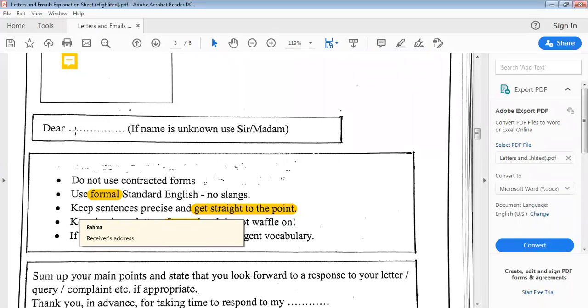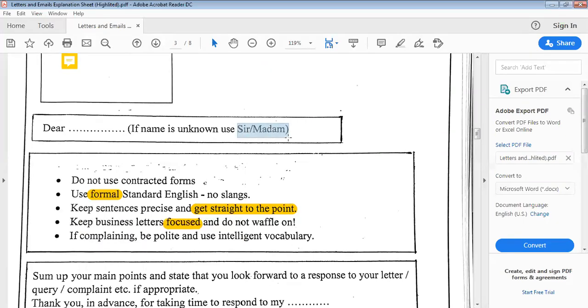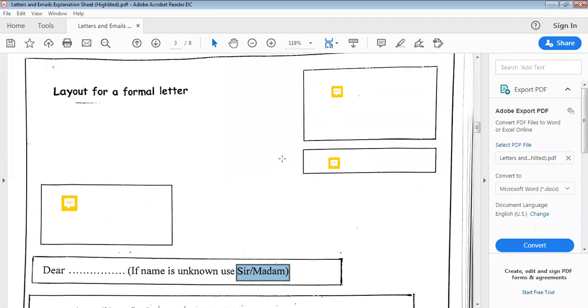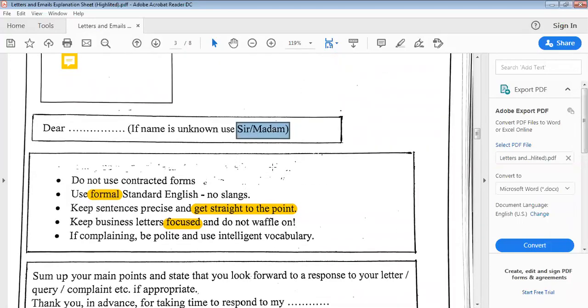for example, dear Mr. Sam Smith. If you don't know the name, that's fine. You just use dear sir or madam. Okay. Now, when I write a formal letter, it is important that I do not use contractions. Of course, anything formal, I'm not going to use contractions, right? Okay, I'm going to use formal standard English. I'm not going to use slang. This means I'm not going to use spoken words.